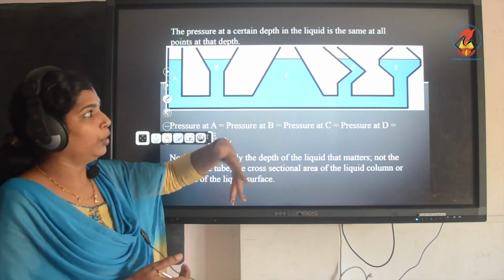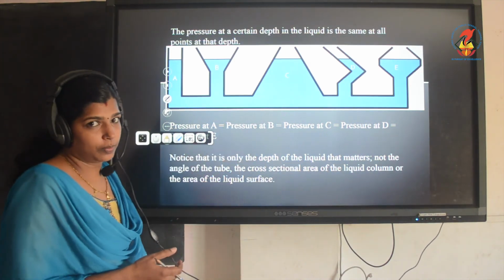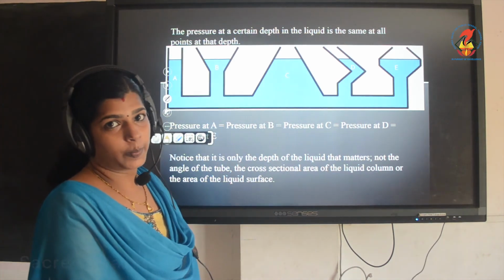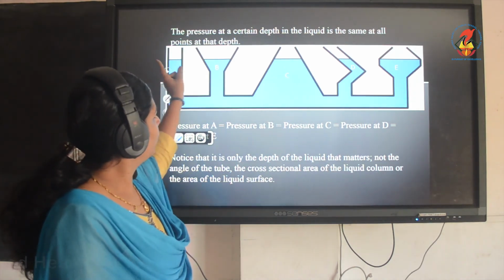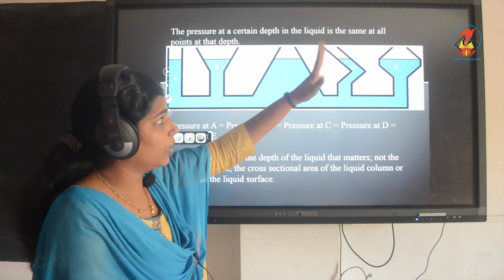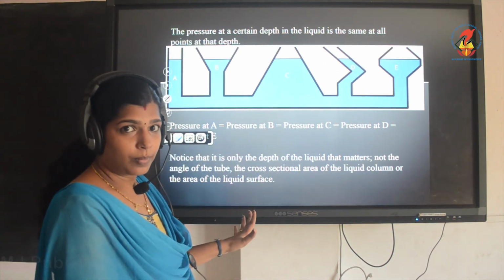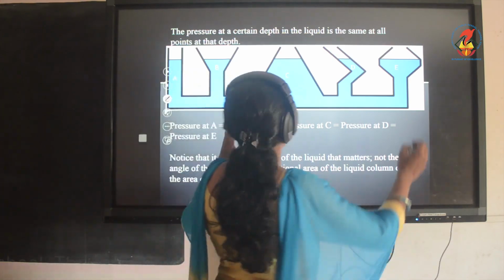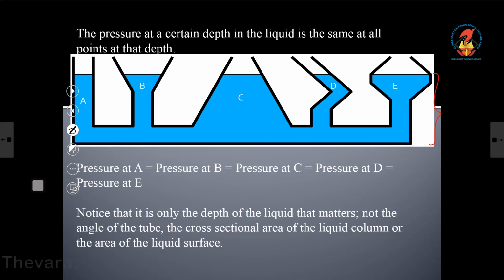Then here 5 different shapes are given. Containers are there. They have different shapes, but the level of the water in all these containers is the same. Means here, this is the height of the liquid level.